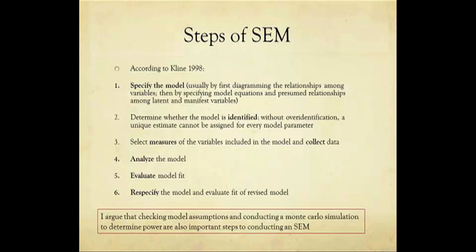Of course, then you select the measures. You want to make sure you have reliable and valid measures because SEM will not make up for poor data. You want to collect the data, analyze it, and evaluate it in the terms that I was just talking about. And then you always go through steps 4, 5, and 6 a couple of times, because you always want to re-specify that model, evaluate the fit of the revised model, and do some model fit comparisons. Even though Kline didn't mention this, I also argue for checking the model assumptions prior to this analysis and prior to collecting data. You might decide to do a Monte Carlo simulation to figure out what your sample size should be according to a certain power estimate.